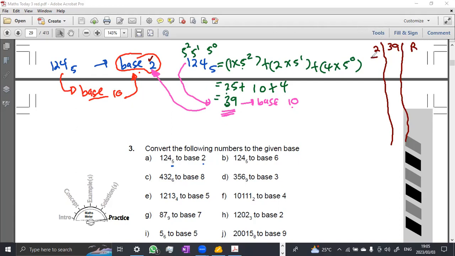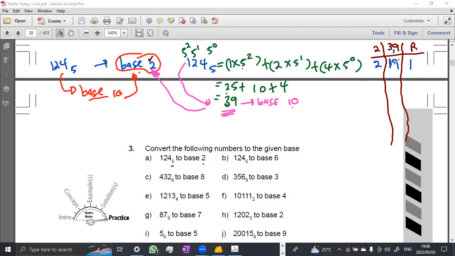I don't know if it is clear. Yes, it's clear. So let's divide 39 by 2. 2 into 3 is 1, remainder 1. Then 19 divided by 2: 2 into 18 is 9, remainder 1.